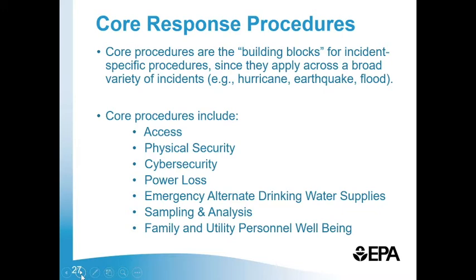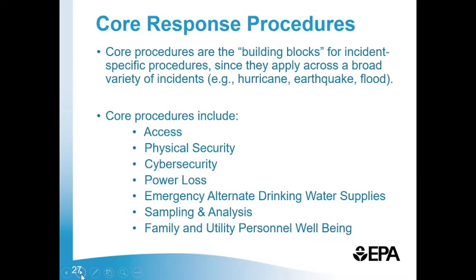So things such as access, making sure that you can gain access back to components of your facility after a major incident. Physical security, such as protecting your utility facilities, equipment, and vital records, is essential to restoring your operation. Cybersecurity, your utility should consider adopting cybersecurity best practices to reduce your vulnerabilities. Power loss, your utility should consider preparing for a loss of power and know what to do to respond and recover from such an incident. And then also, who's planning to provide emergency alternate drinking water supplies? What does that plan look like for your specific facility?